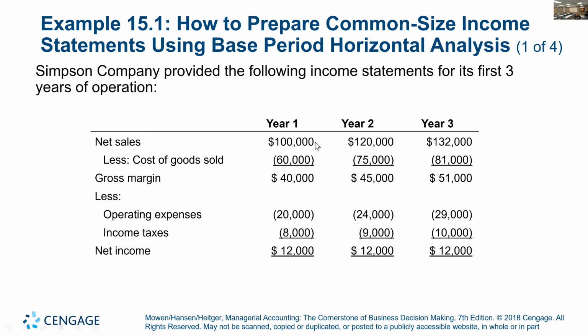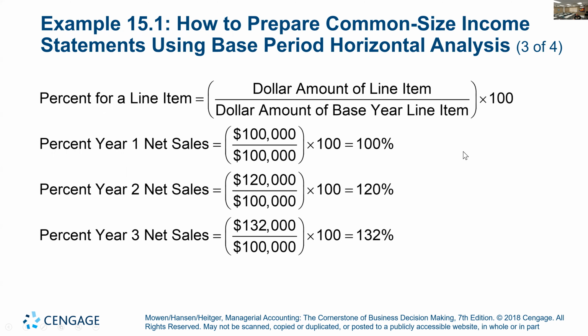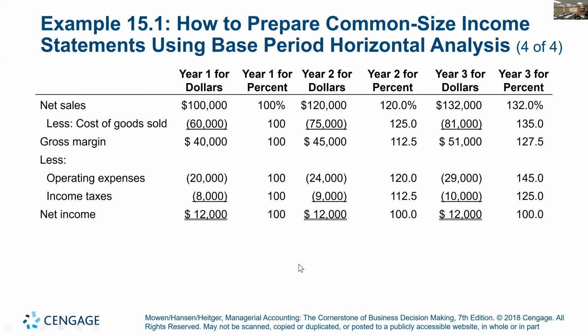So here's how you would do this. We have our sales here, and we use year one as your base year. Our sales in year one were 100,000, so it's 100%. In year two, it was 120,000, so it's 120%. In year three, 132,000 divided by your base year, 132%. Those percents would be your common size income statement. As you can see here, year one is always going to be 100% because that's your base year. You just take 75 divided by 60, 125%, 81 divided by 60, 135%.